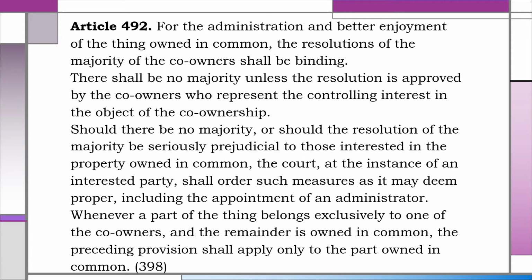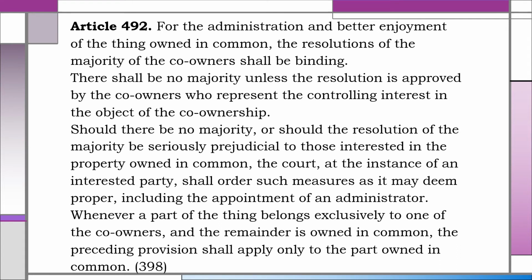Article 492. For the administration and better enjoyment of the thing owned in common, the resolutions of the majority of the co-owners shall be binding. There shall be no majority unless the resolution is approved by the co-owners who represent the controlling interest in the object of the co-ownership. Should there be no majority, or should the resolution of the majority be seriously prejudicial to those interested in the property owned in common, the court, at the instance of an interested party, shall order such measures as it may deem proper, including the appointment of an administrator. Whenever a part of the thing belongs exclusively to one of the co-owners and the remainder is owned in common, the preceding provision shall apply only to the part owned in common.